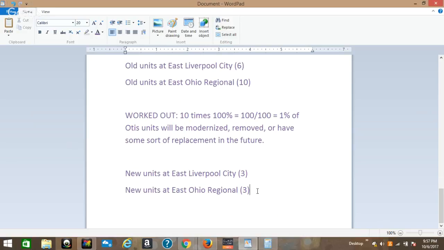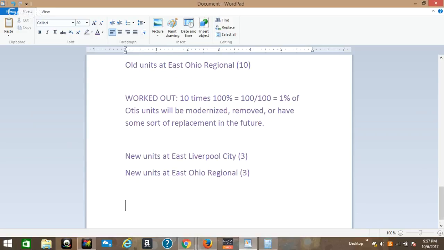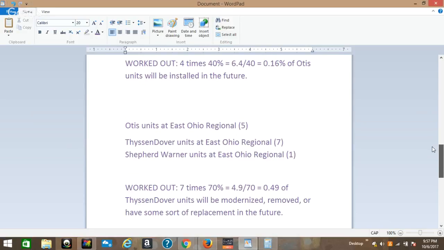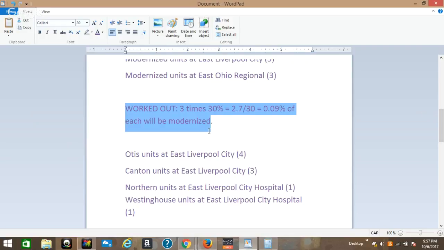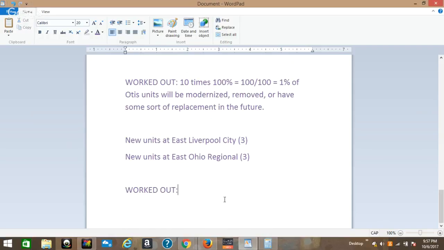Okay, next one, 2 units. Same as the other ones. So let's copy it. Let's use it a different way, okay? Will be installed in the future. Okay.